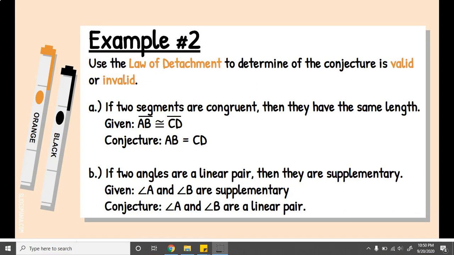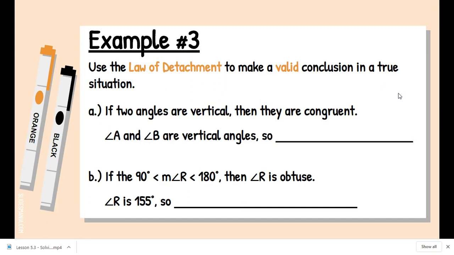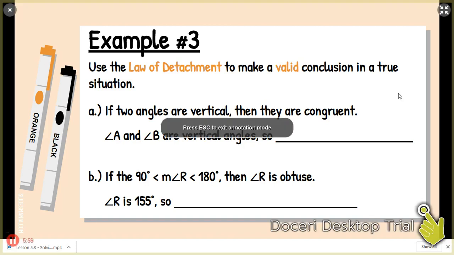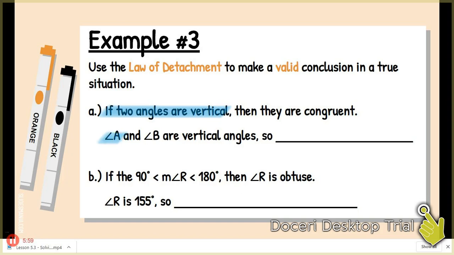Now we're actually going to use the law of detachment. So example 3 says, use the law of detachment to make a valid conclusion in a true situation. So this one says, if two angles are vertical, so that's our hypothesis. And I have to make sure then that my given is about two angles being vertical, and it is. Angle A and B are vertical angles. If I was given the hypothesis, then the conclusion is also true. Then they are congruent. So my statement then can say, angle A and B are congruent. Angle A is congruent to angle B.